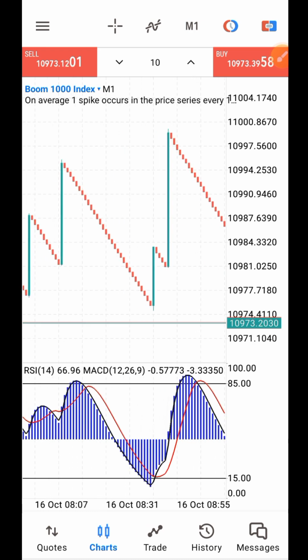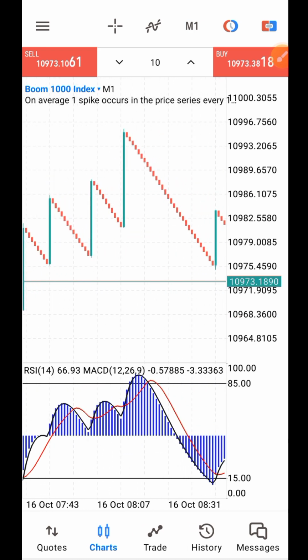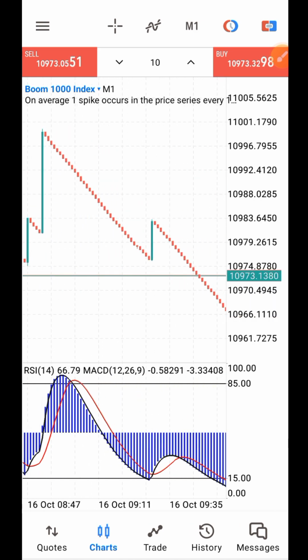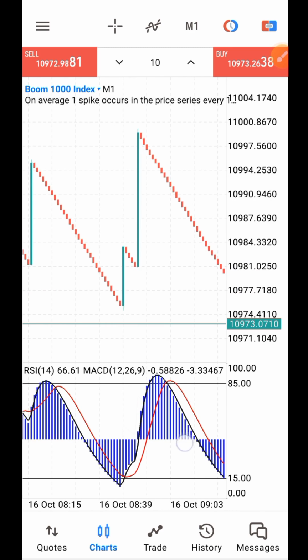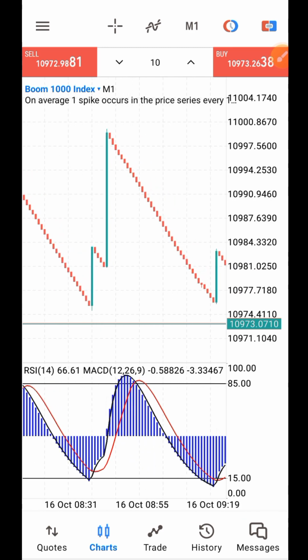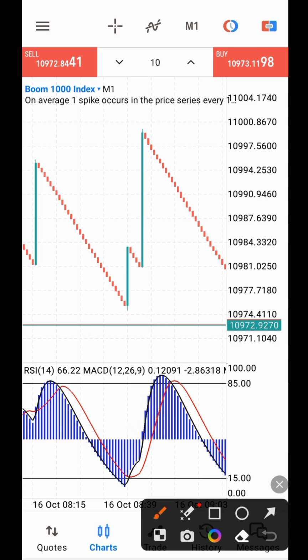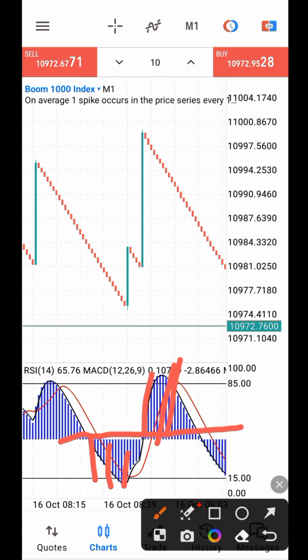So before I show you the settings for the indicators, let me quickly explain how this strategy works. What you can see on the indicator window is the RSI plus the MACD and the moving average. As we all know, MACD has a level 0, which creates a gap between the buying and selling in the market. Once it's below the level 0, the sellers are in control, and once it's above the level 0, the buyers are in control.